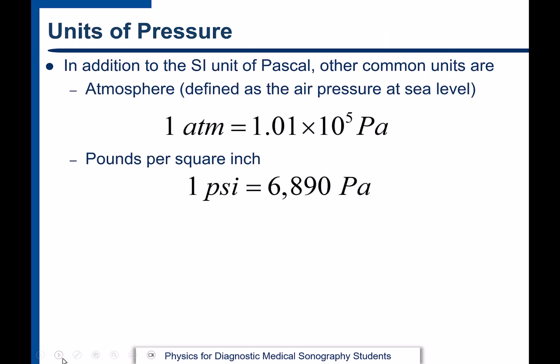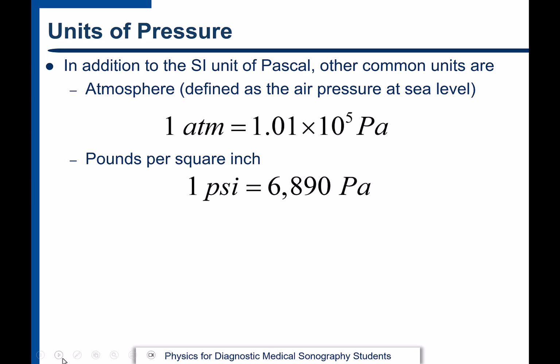It turns out that there are some other common units for pressure. One of them is called an atmosphere, or ATM. And we're going to talk more about that in a minute, because that is the pressure due to the air at sea level. So we'll come back to that concept. But for right now, think of it as just a different unit, where 1 ATM, 1 atmosphere, is equal to 1.01 times 10 to the fifth pascals.